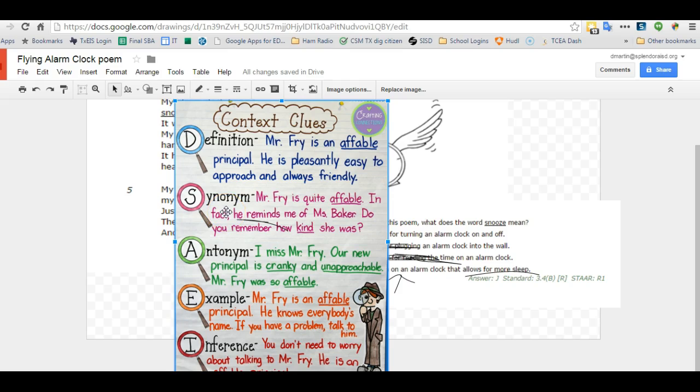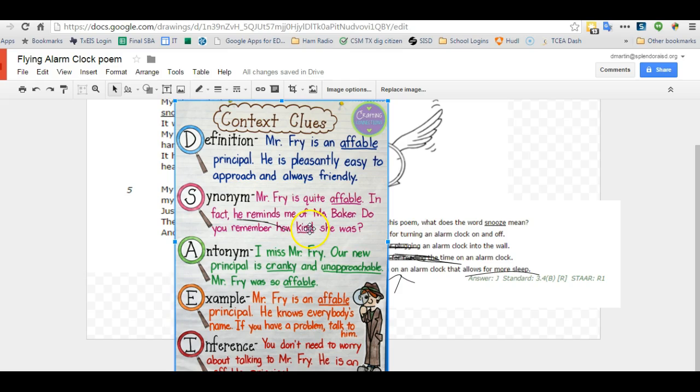Another example is the author will use synonyms, words that mean about the same thing. Again, Mr. Fry is quite affable. In fact, he reminds me of Miss Baker. Do you remember how kind she was? So now we can make the assumption here that being affable has something to do with being kind, being approachable, being polite.